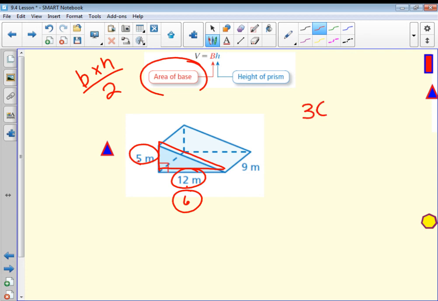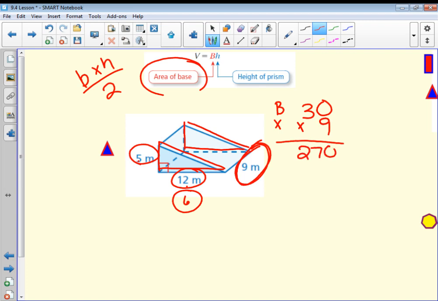Now, I get the same thing if I go through and do 5 times 12 and divide it by 2. Okay, 5 times 12 is 60, divided by 2, still gives me 30. So there's the area of my base. And we're going to take that times the height. So our other dimension is that distance between that triangle and this triangle, which is this 9 here. So we're going to go times 9. And I get 270. My dimensions are meters, and it is cubed.